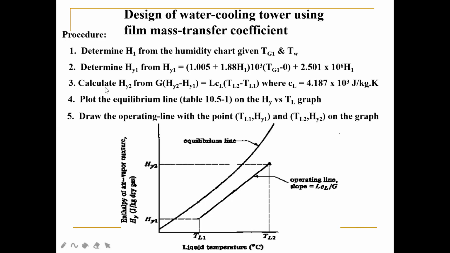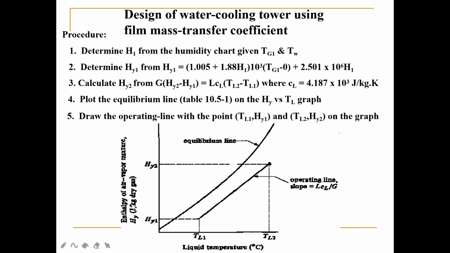Okay, so the next step is to plot the equilibrium line. The equilibrium line that you will use is always the same, which is in table 10.51. I will show you in the example next. And you also have to draw a line from all the values of HY1 and HY2, and also TL1 and TL2 on the graph paper. I will show you how to do this, and then you will have to draw the operating line with the points TL1, HY1, and also TL2, HY2. And in the end, this is how your graph should look.